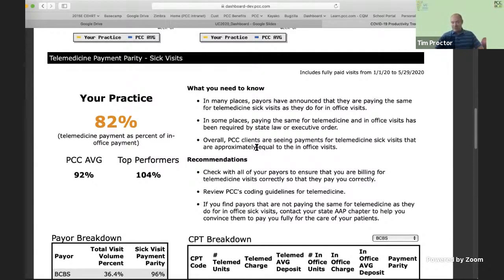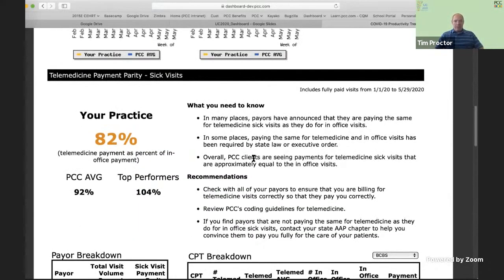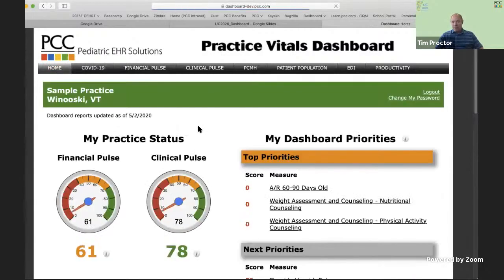This is important to do because, as you can imagine, telemedicine is not going away. You're going to be doing this for a while. In particular, for some of you, it's worked out better than others. But we want to make sure insurance companies are paying adequately for that, and you want to make sure too. And that's the big purpose of this particular page. All right, so that's the COVID page. I wanted to highlight that. I'm going to jump back to the home page here.